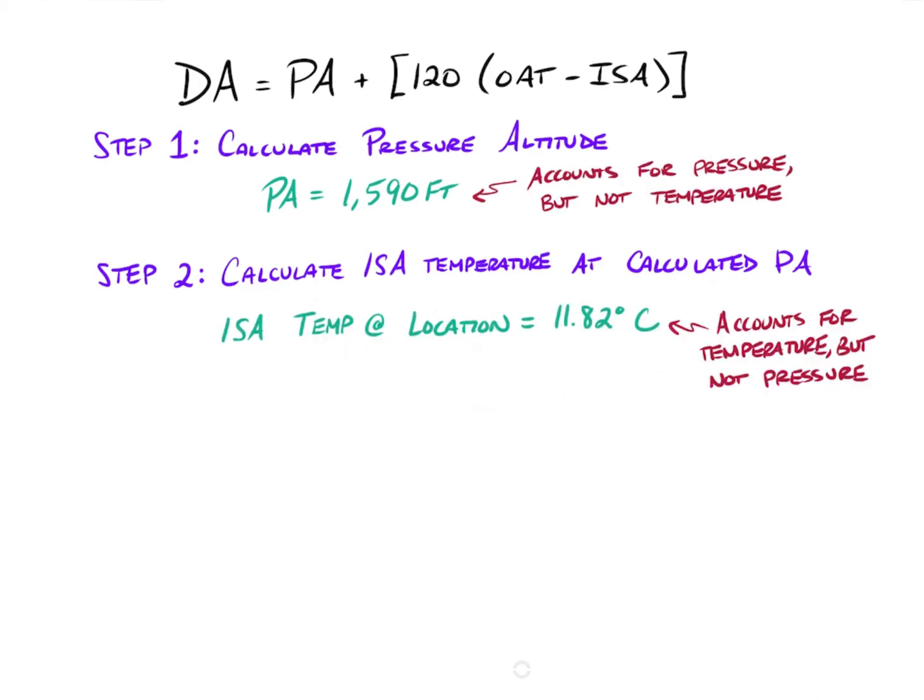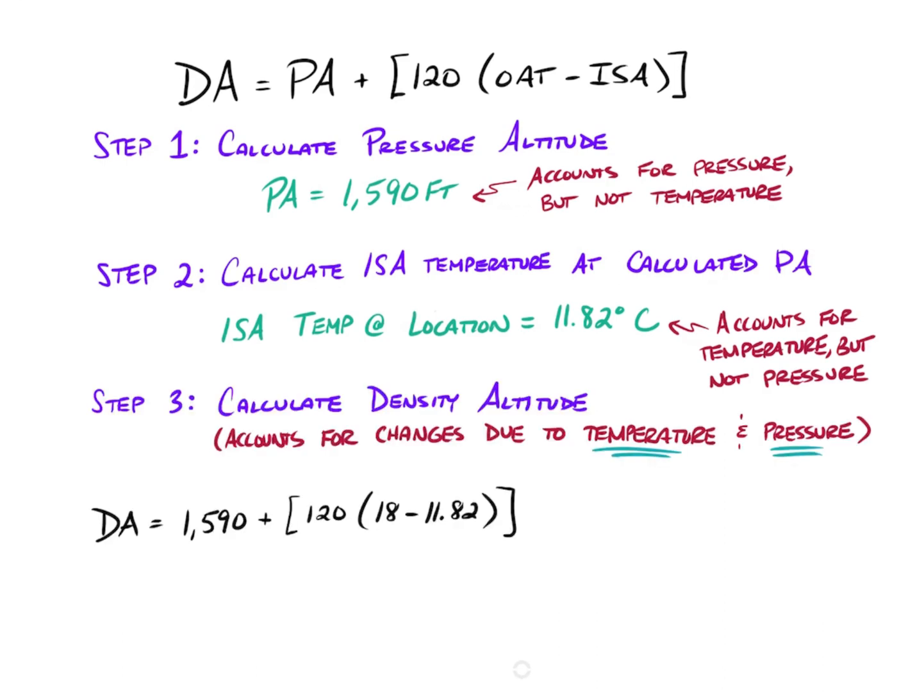All right, so the problem here is the pressure altitude accounts for pressure, but does not take into account any changes in density due to temperature. And likewise, the ISA temperature calculation accounts for the temperature differences, but does not account for the pressure. And that's where our density altitude calculation comes in. It has both the pressure altitude and the adjusted temperature calculation in it.